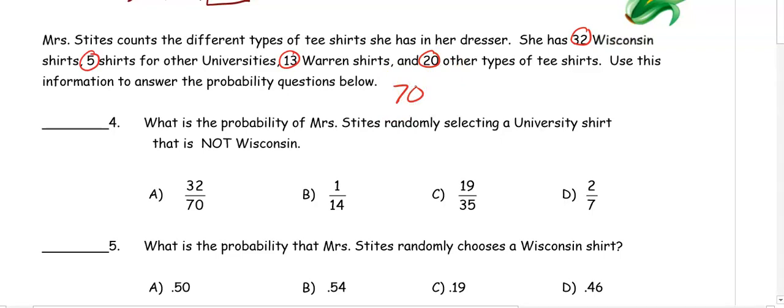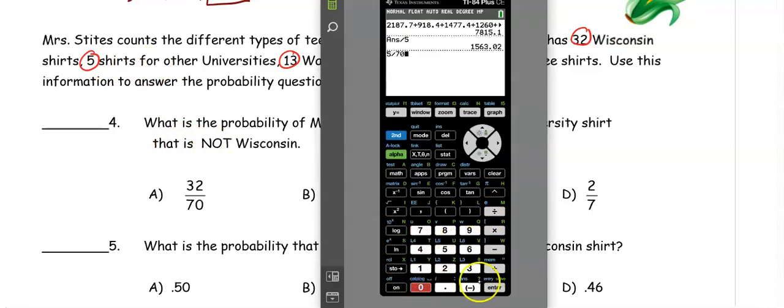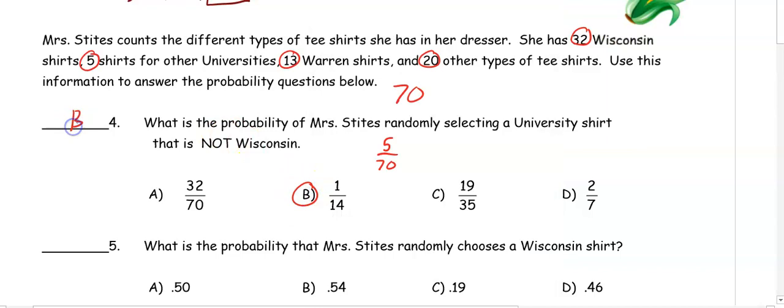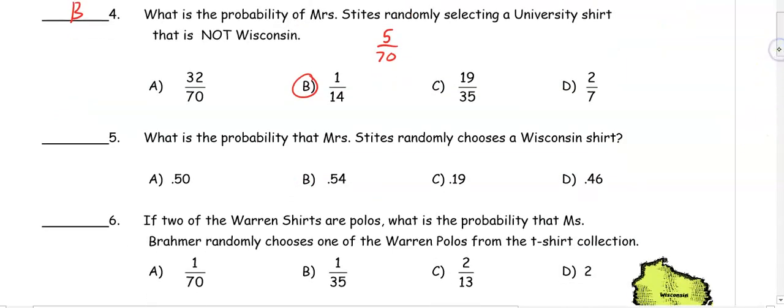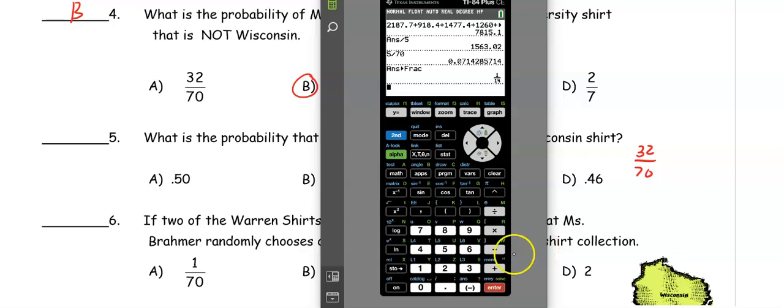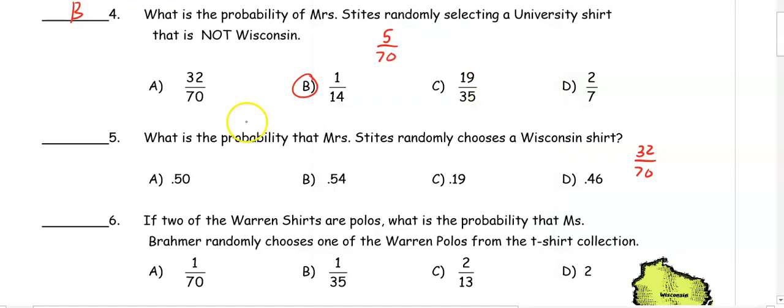So we know that we want a shirt that is not Wisconsin. So a not Wisconsin shirt, that's a university. There's 5 of them out of 70. So in our calculator, 5 divided by 70. Math, enter, enter, that reduces to 1/14. In B, what is the probability that Ms. Stites selects a Wisconsin shirt? So there are 32 shirts that are Wisconsin out of 70. 32 divided by 70. So that would round to 0.46. That would be D.